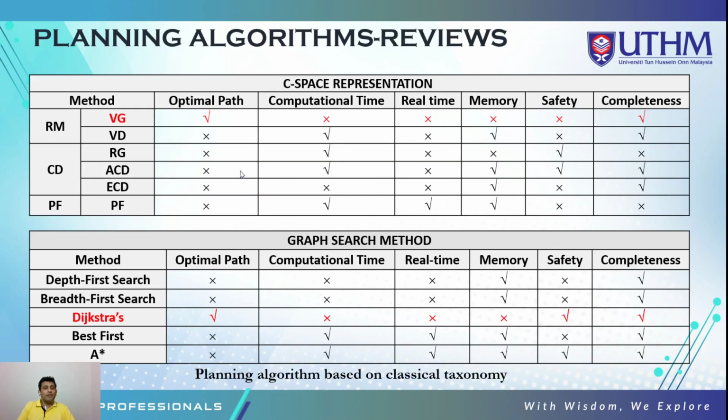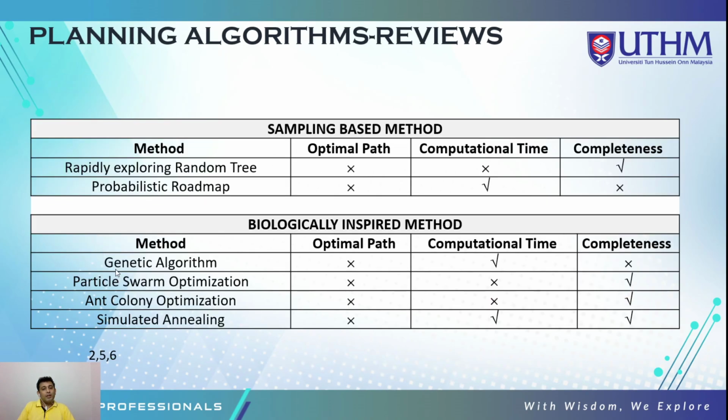If we review these algorithms, we can see visibility graph has optimality and completeness, and Dijkstra's algorithm also has optimality and completeness, and all other algorithms also have some drawbacks and advantages. Similarly, the biologically inspired method is not optimal, but completeness is there. If you review my paper, citation 256, you can see how I found all these reviews, advantages and disadvantages. My agenda is different today, so I will not explain more here.